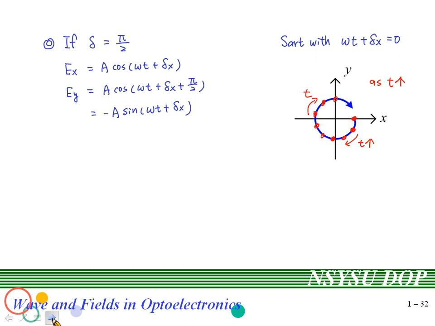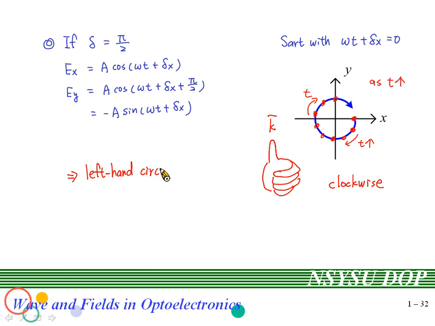Again, use the thumb of your left hand as the direction of the wave. Then you will find that the fingers of your left hand will just match the direction of the trace of the E field in the clockwise direction. So we call such kind of polarization left hand circularly polarized.